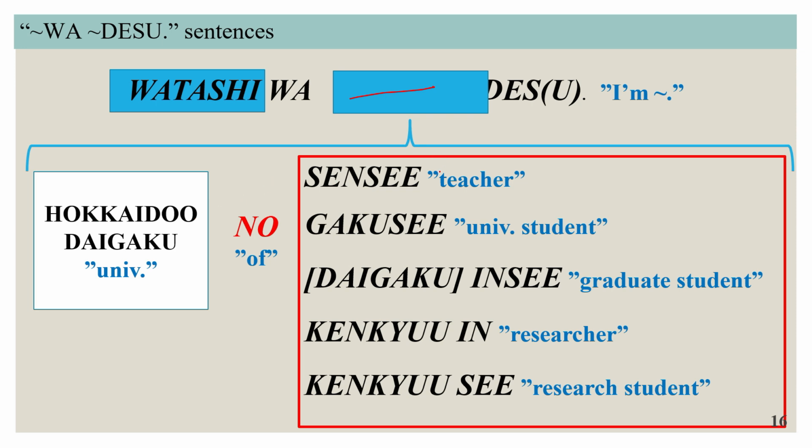If I am a teacher of Hokkaido University, then I will say in the Japanese language, Hokkaido Daigaku no sensei desu. University student, Hokkaido Daigaku no gakusei desu. Graduate student, Hokkaido Daigaku no daigakuinsei desu. Researcher, Hokkaido Daigaku no kenkyuuin desu. Research student, Hokkaido Daigaku no kenkyuusei desu. So, we will learn more sentences and vocabulary in the next lessons.